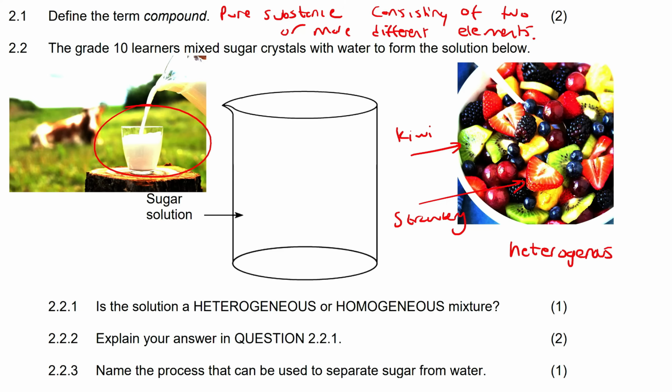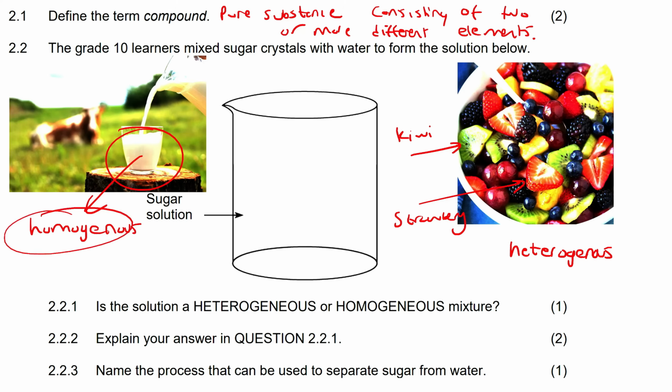Let's look at this glass of milk. If you look at that glass of milk, it just looks like one thing. That is called homogeneous. Of course, there isn't just one thing. In milk, there's water, there's cream, there's different things. It's water mixed with something else, mixed with something else. But when you look at it, it just looks like one thing. So we call that a homogeneous mixture, whereas this is called a heterogeneous.